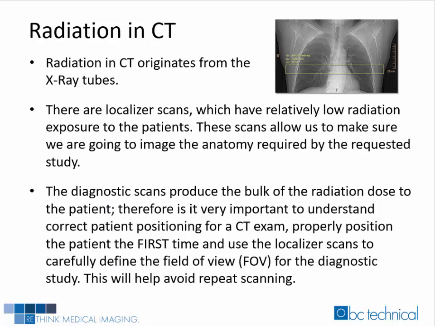Let's take a look at radiation in CT. Radiation in CT originates from the X-ray tubes. There are localizer scans, which have relatively low radiation exposure to the patients. These scans allow us to make sure we are going to image the anatomy required by the requested study.